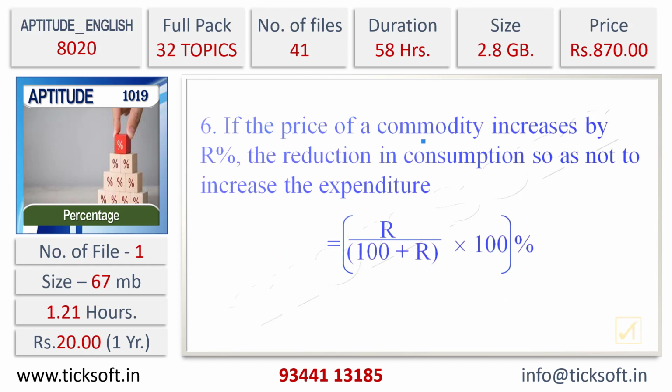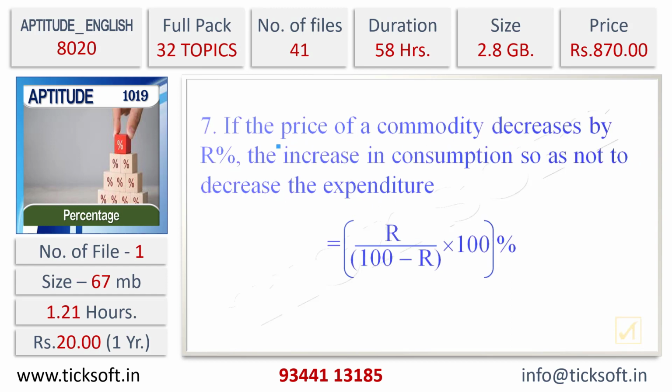If the price of a commodity increases by R%, the reduction in consumption so as not to increase the expenditure will be equal to R by 100 plus R into 100%. So this is the formula for finding the reduction in consumption so as not to increase the expenditure when the price of a commodity increases.